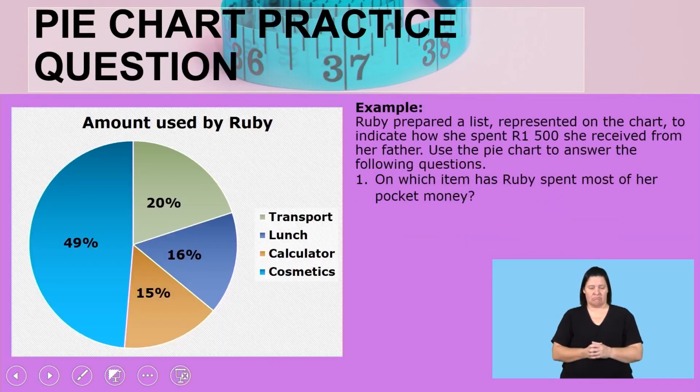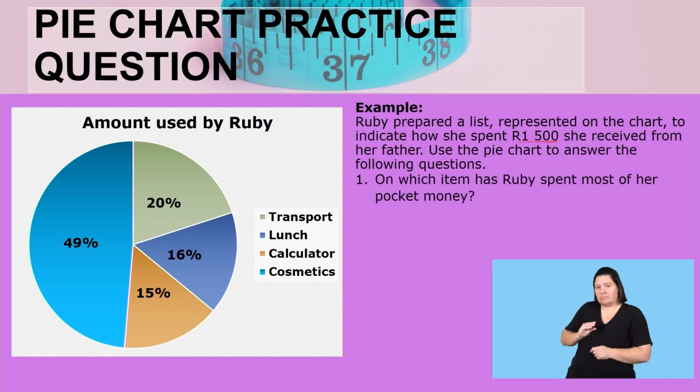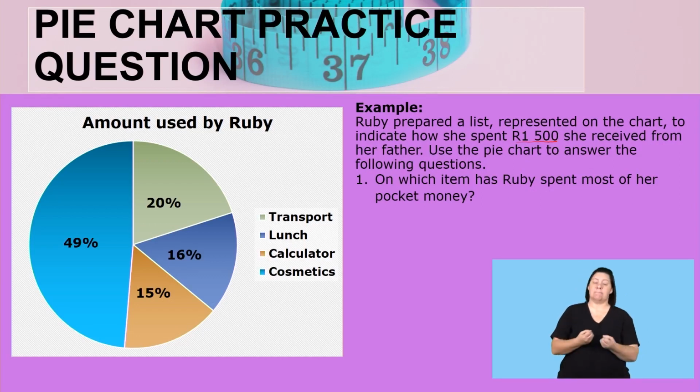To calculate the actual value, we multiply the percentage given in that particular slice by the total value. So now, let us have a look at the first question. This is just the practice. Ruby prepared a list represented on the pie chart to indicate how she spends 1,500 which she received from her father. Use the pie chart to answer the following questions. The first question: on which item has Ruby spent most of her pocket money?